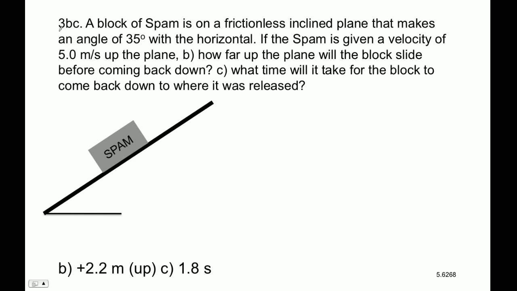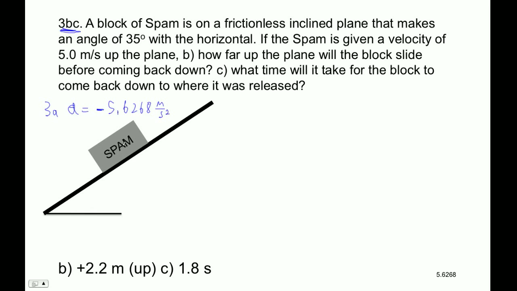Okay, I'm going to do B and C together here because they're about the same problem. In the previous video in 3A, we came to the conclusion that this block would be sliding down the plane, and the masses canceled, and we got that the acceleration down the plane is 5.6268 meters per second squared.